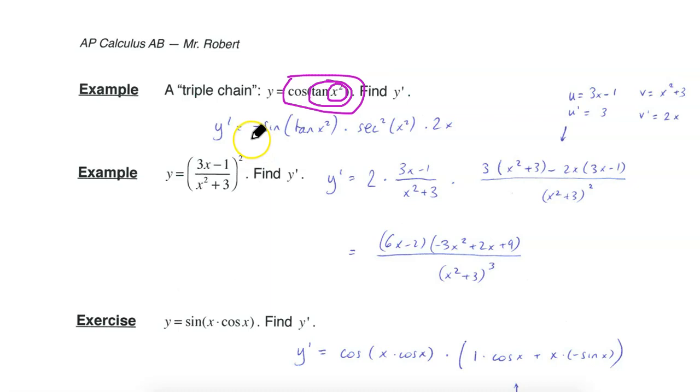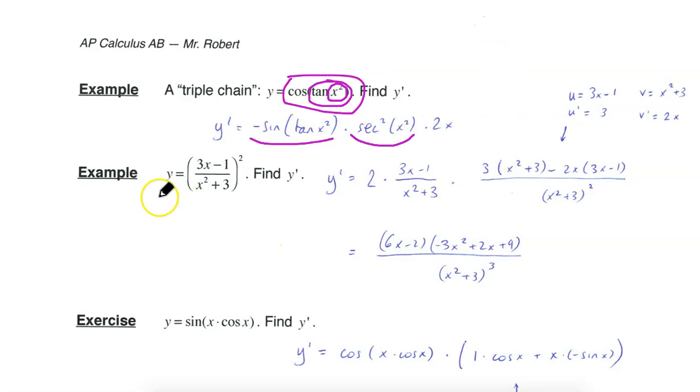So let's see that. Derivative of cosine is negative sine. You keep the inside as is. Then you multiply that by the derivative of tan, which is secant squared, and you keep the inside of that part as is, x squared. And then you multiply by the derivative of x squared, which is 2x. And you stop here, because there's nothing inside there, right? X squared was the last step.